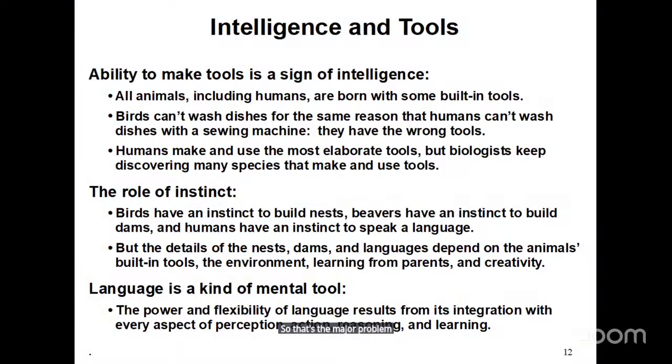Now, intelligence implies many things. All animals, including humans, are born with some kind of tools. But birds can't wash dishes for the same reason that humans can't wash dishes with a sewing machine. They are using the wrong tools. The tools of a bird are superb for many things that humans cannot do without very complicated tools, but birds can do them very easily.